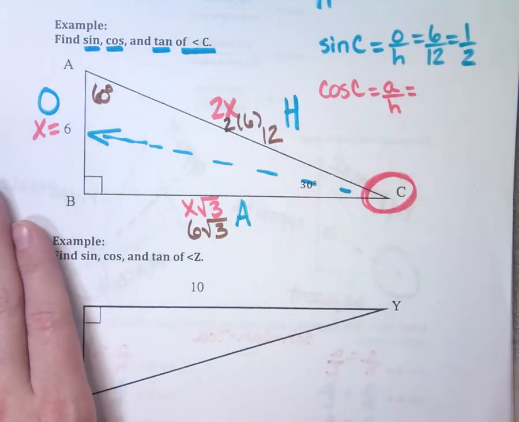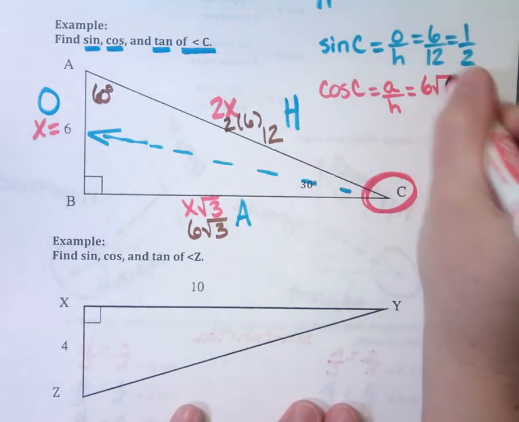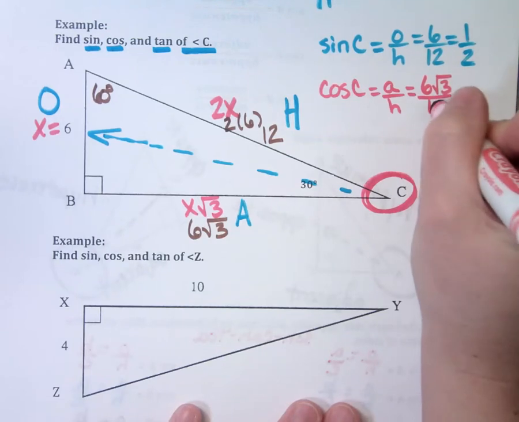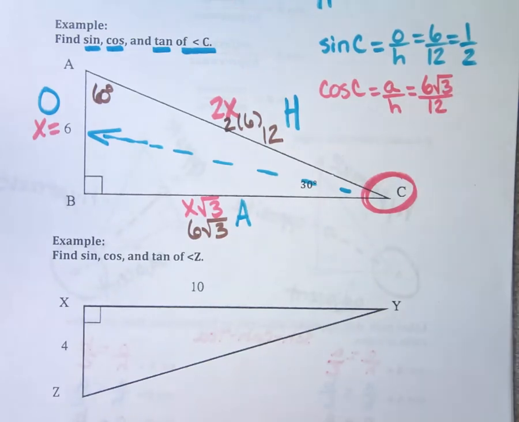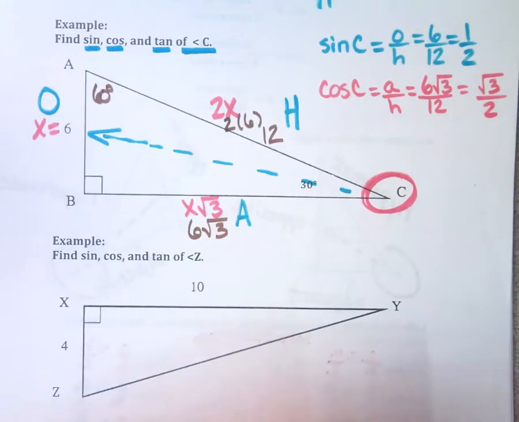Good. Adjacent over hypotenuse. So let's look at our picture. How would you write adjacent over hypotenuse? 6 root of 3 over 12. But I could actually reduce that to square root of 3 over 2. Or 1 square root of 3 over 2.